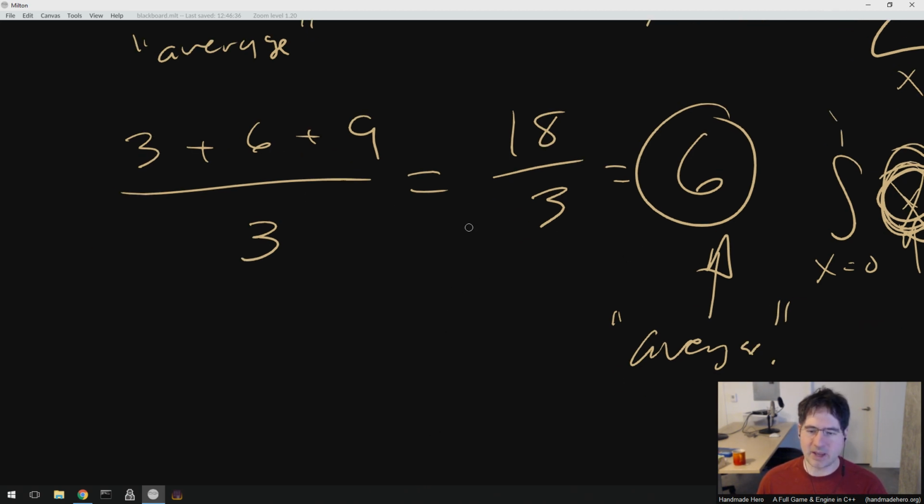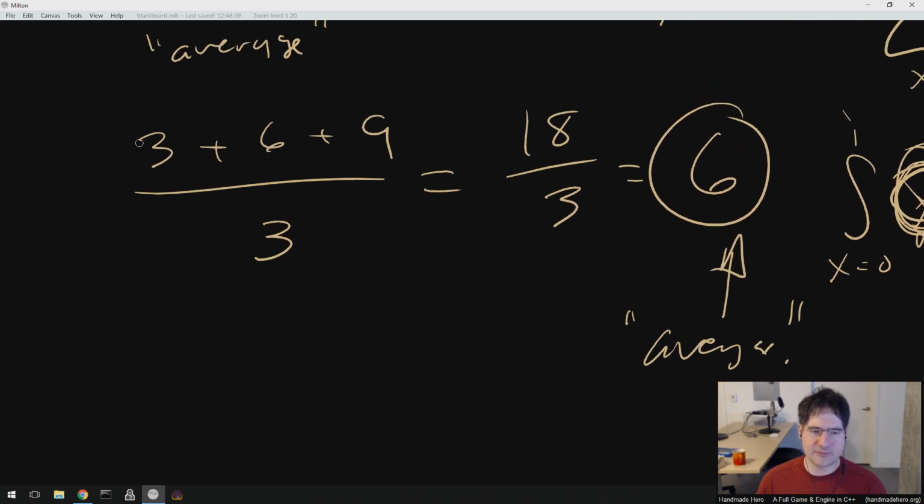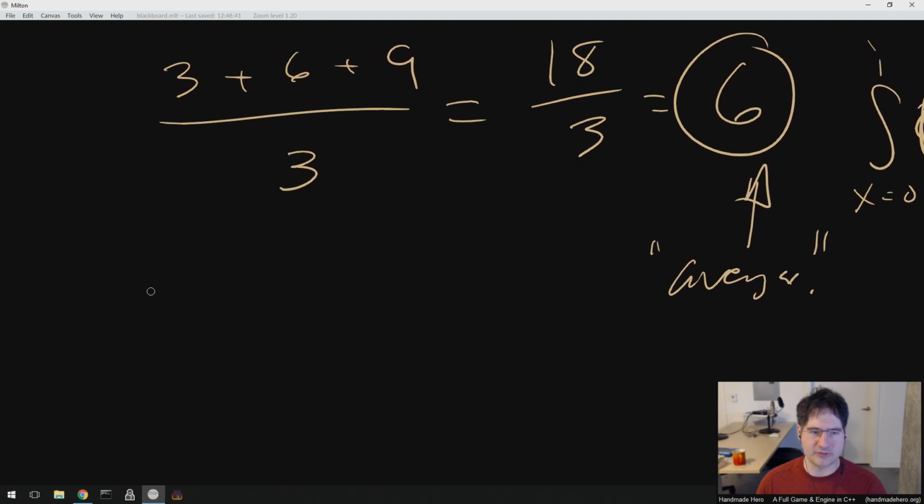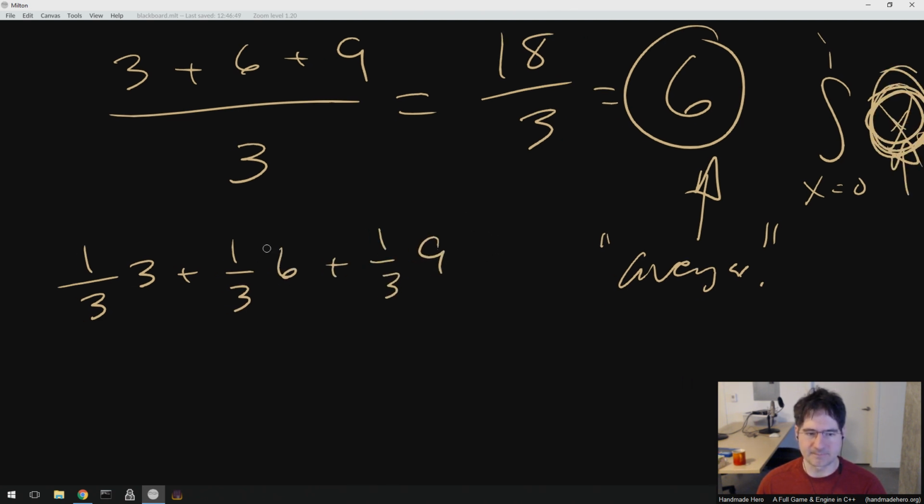And so if you think about what this kind of thing does, if you look at what we're doing here, we're essentially taking a weight, which is 1/3, and multiplying it by each of the terms that we're adding together, right? So this becomes 1, this becomes 2, and this becomes 3. You add those together, you get 6, right?